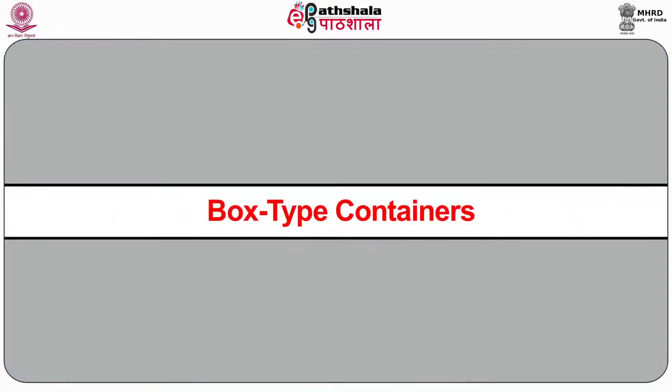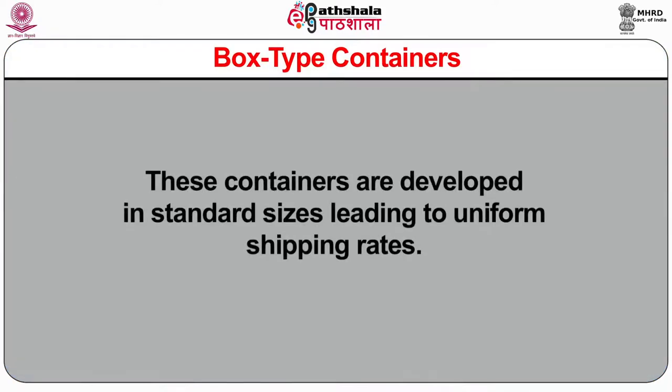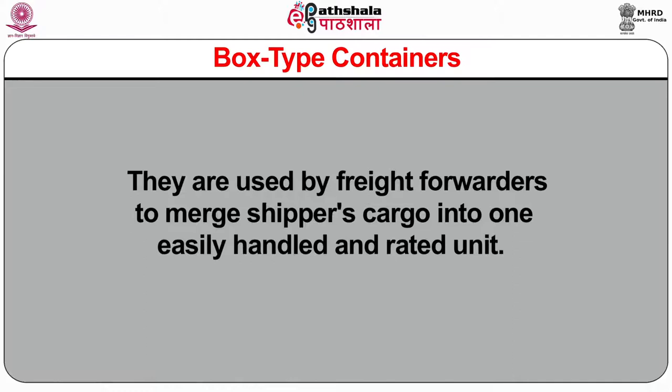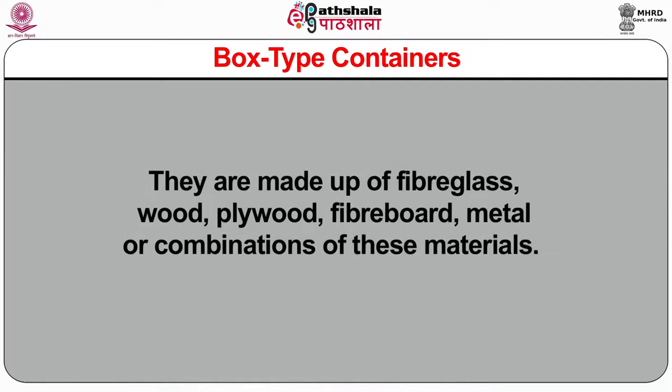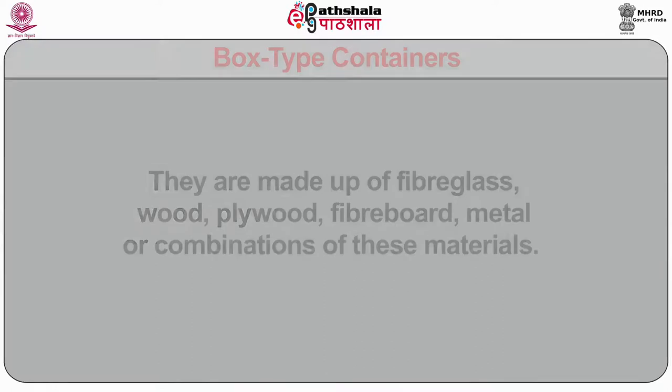Box type containers. These containers are developed in standard sizes, leading to uniform shipping rates. They are used by freight forwarders to merge shippers' cargo into one easily handled and rated unit. They are made up of fiberglass, wood, plywood, fiberboard, metal, or combinations of these materials.